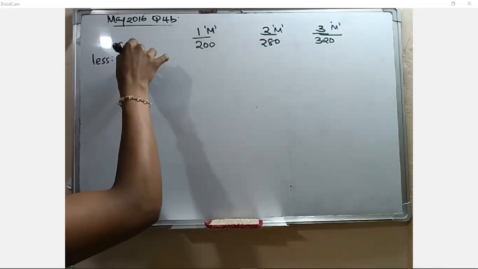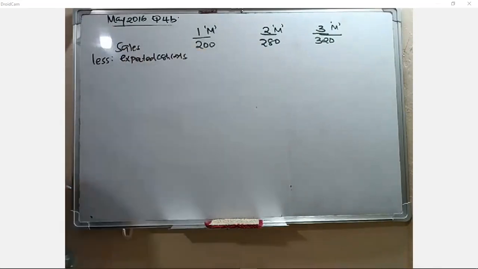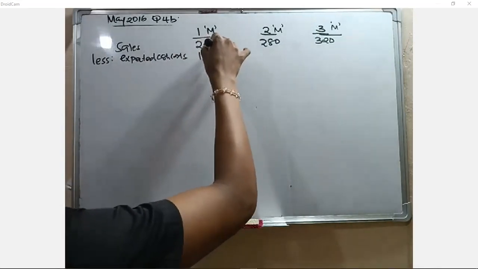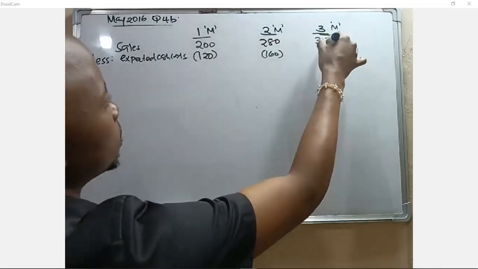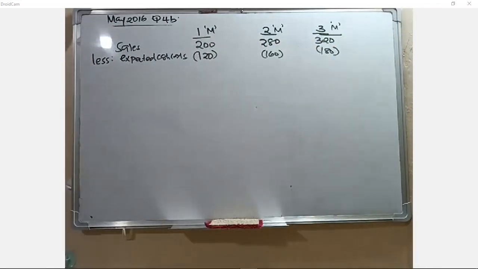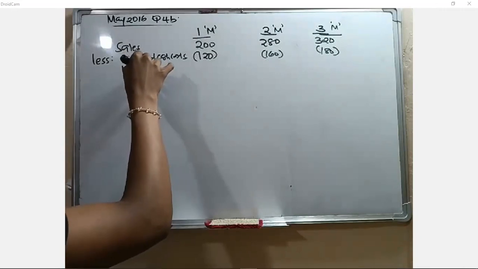Our expected cash costs, the first one is 120. We have 160. We have 180. Good. Then we deduct the interest charges. So here also you factor in your interest charges.